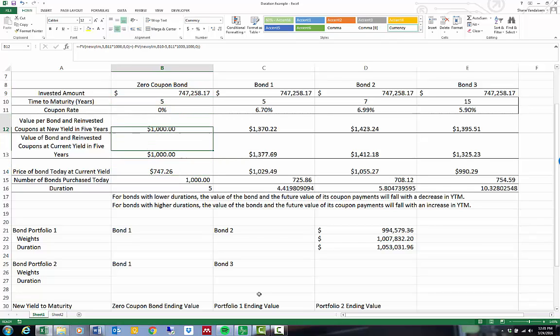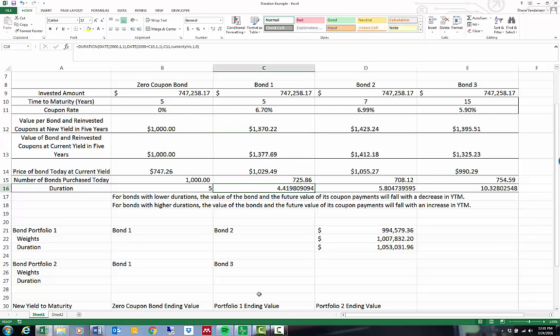A change in interest rates from the current yield to maturity won't have any effect because we don't have any cash flows between now and when we need the money in 5 years. However, we may not be able to find a zero coupon bond, or it may not be very attractive for us. There are many more options if we explore other types of bonds, and so we can combine bonds and create portfolios of bonds that will eliminate our interest rate risk.